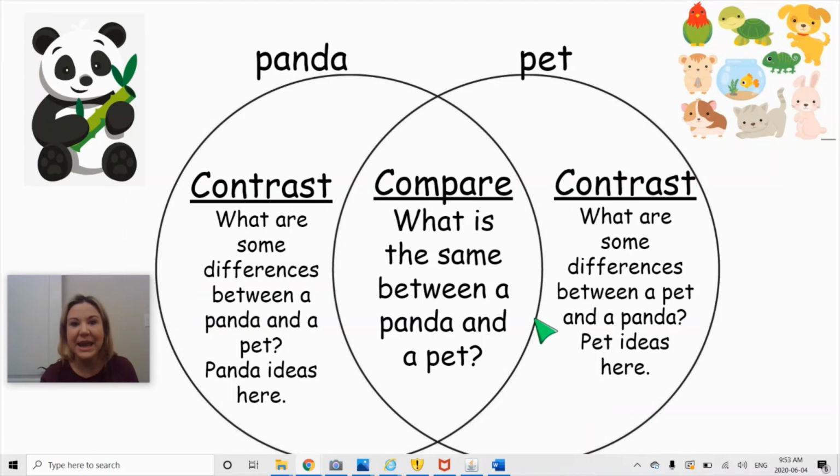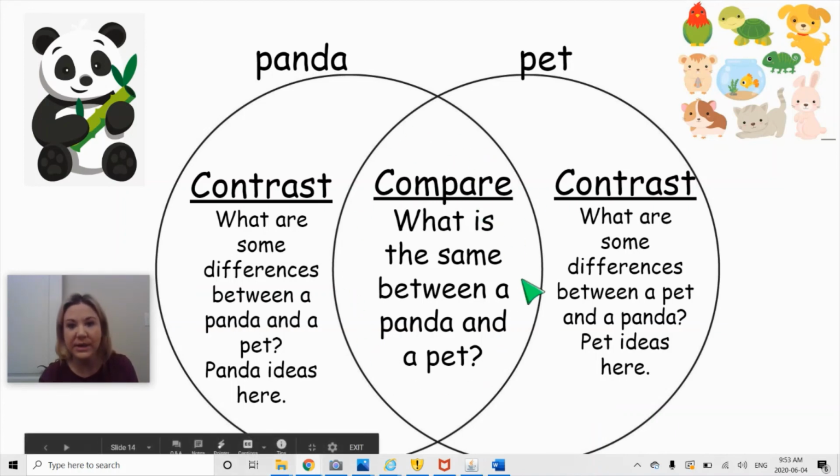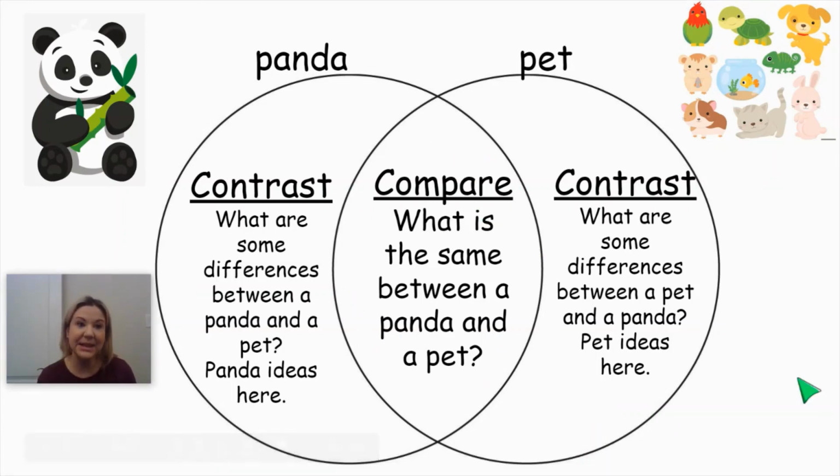Now in the middle, you may say something that's the same is they're both animals. Now, if you chose, let's say, a cat as your pet, what's similar between a cat and a panda? What's the same? So you'll go through like that, and I can't wait to see your Venn diagrams.